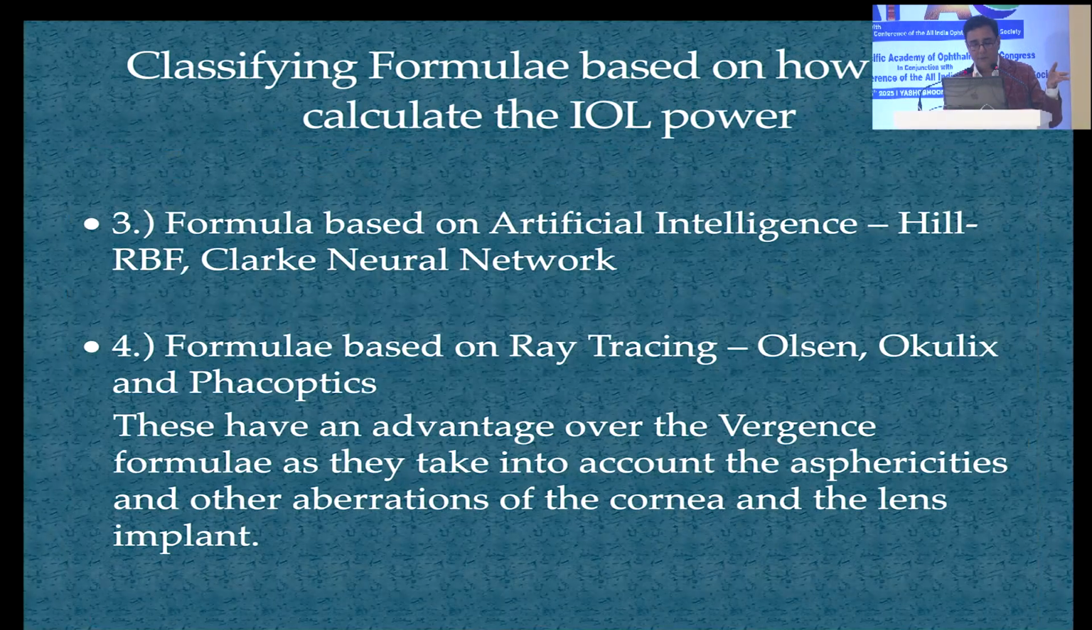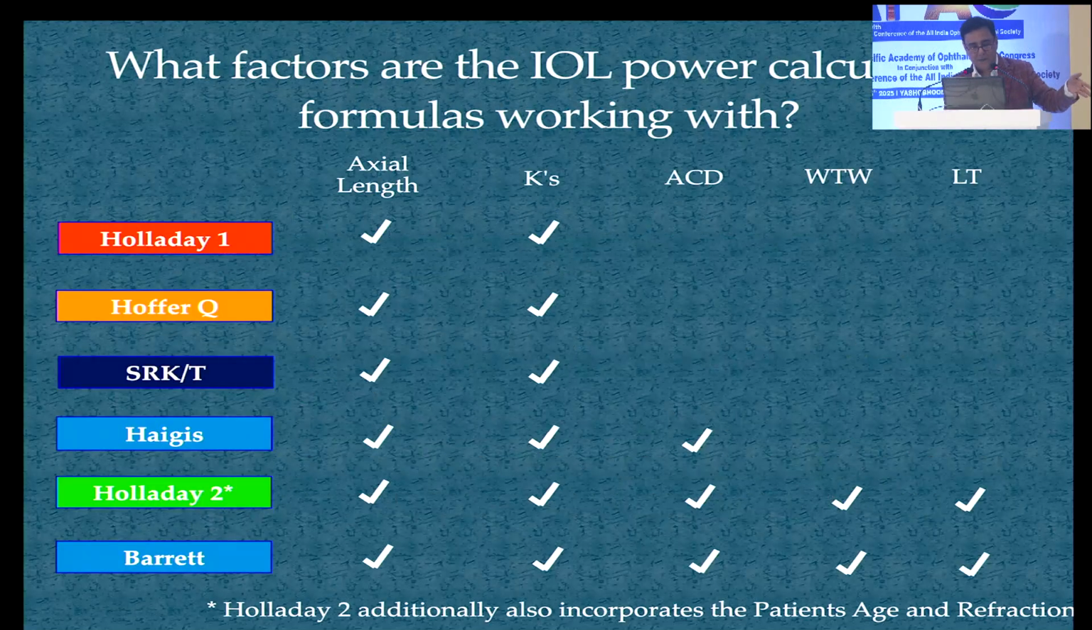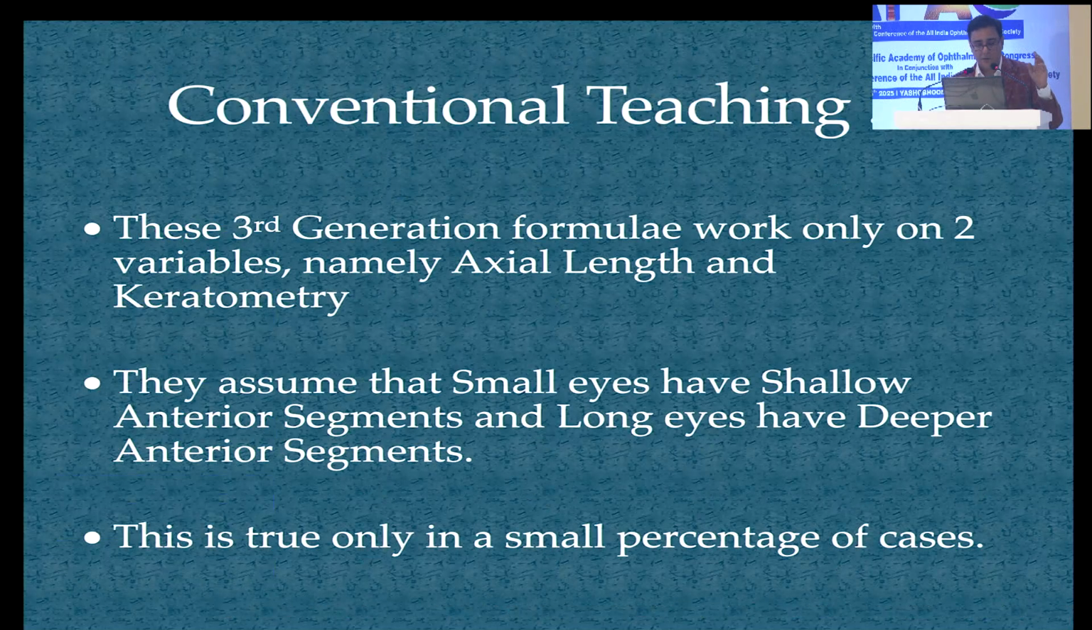Coming to formula and which one of them is good, you have lots of options. But we all know that if you look at the last one, which is Barrett, it does axial length, K reading, ACD, white to white, and lens thickness. So suddenly lens thickness and ACD is very, very important besides axial length and keratometry, because that actually will determine where your IOL is really going to sit.